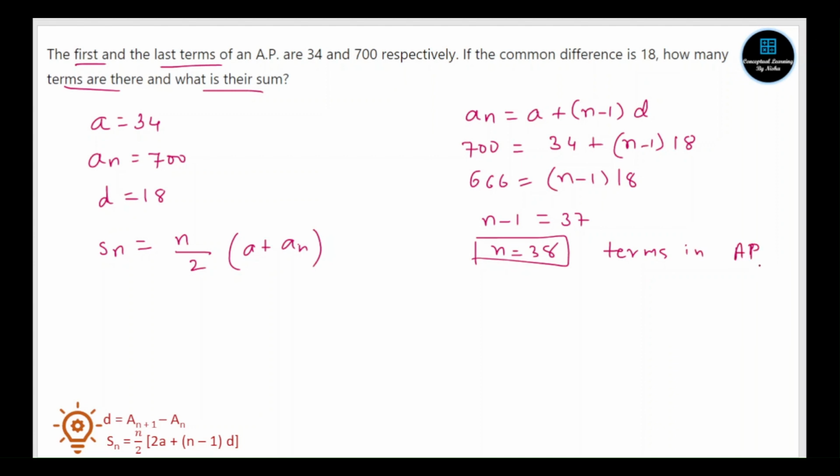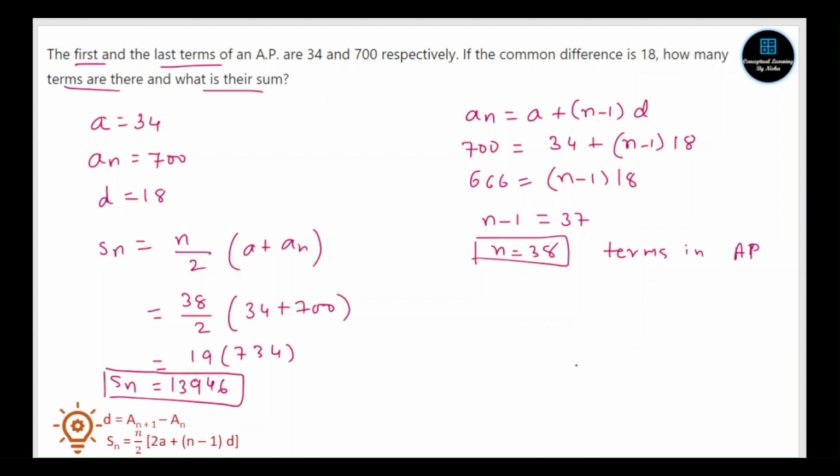Now we have the value of n, and I can find the value of the sum. So Sn equals, I'll put the values here, n equals 38 upon 2 into (34 plus 700). When I simplify, I'll get 19 into 734. This gives me the sum of n terms as 13,946. So this is the value.